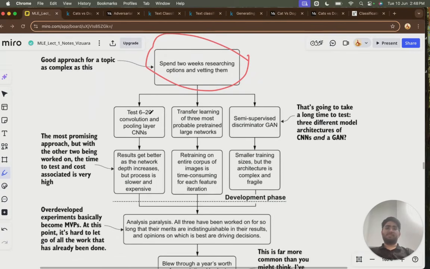They got 3 approaches. First, increase the convolutional and pooling layers and then get a better result. Use transfer learning and then retrain the entire corpus, but you get a good result in this scenario as well. Or use semi-supervised GANs, generative adversarial networks. So they got these 3 approaches.